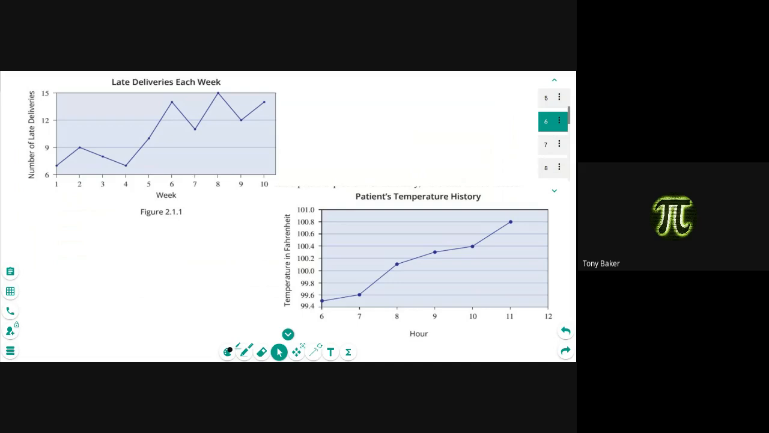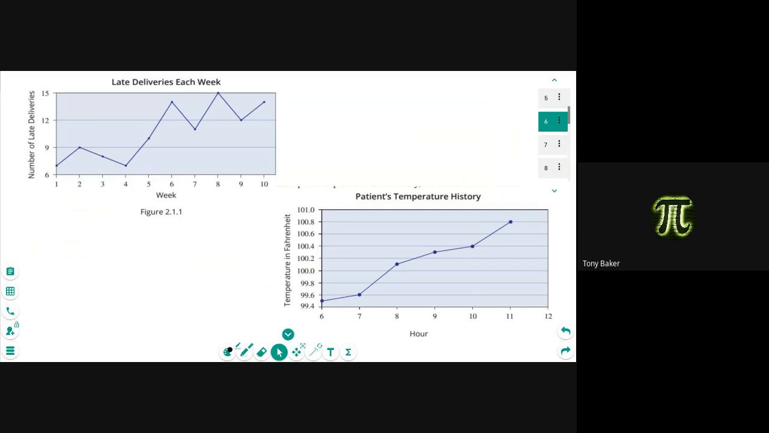So for those in healthcare, is that a good thing? No, the person's getting sick. Their temperature's going up. That's a problem. I also showed these graphs for another reason. The bottom graph is right. The top graph is wrong.